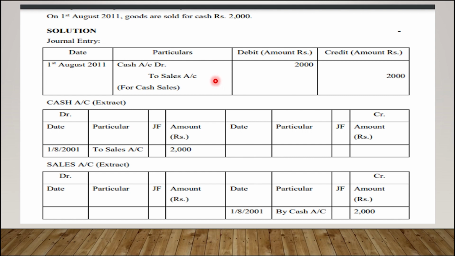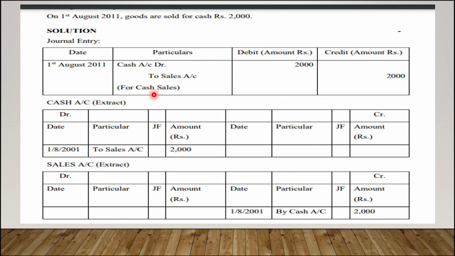Now I'll identify the two accounts that are involved. First is cash, other is sales. So I have to post information in the cash account and the sales account. First I look at the cash account. In the cash account there is a debit balance of 2000, so I move to the debit side and enter the amount 2000. Which is the respective account that is credited with cash? That is sales. I enter the sales account here. So I enter the date, the name of the account that is credited, and the amount. This is posting done.